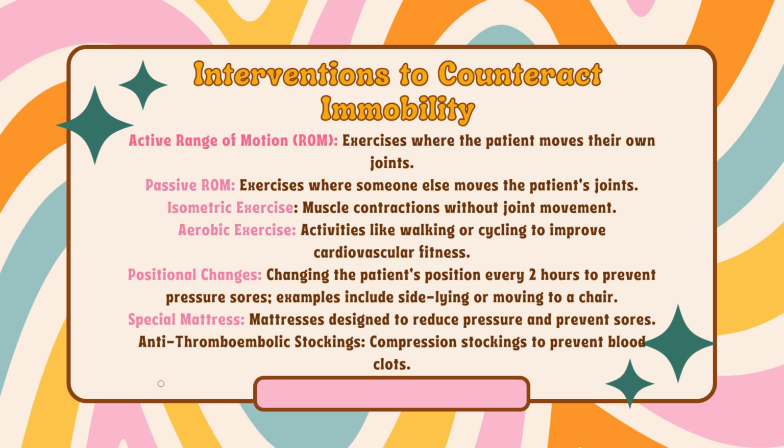Let's talk about immobility and how we can counteract it. Active range of motion is exercises that the patient can do to move their own joints. Passive ROM is when we healthcare providers move it for them. There are other ways: isometric, aerobic, positional changes. This is important to keep in mind because we've got to keep moving the patient so they don't get pressure injuries, and we can even give them a special mattress.